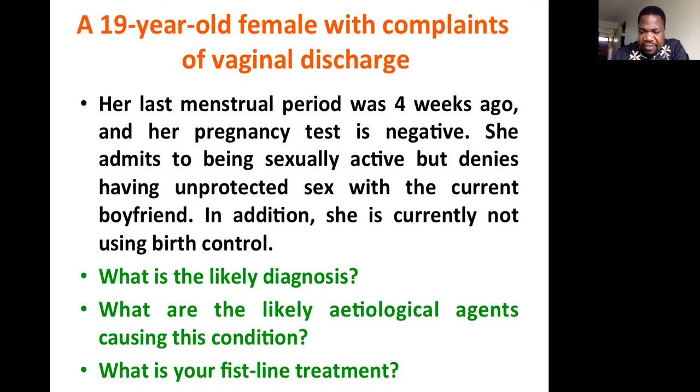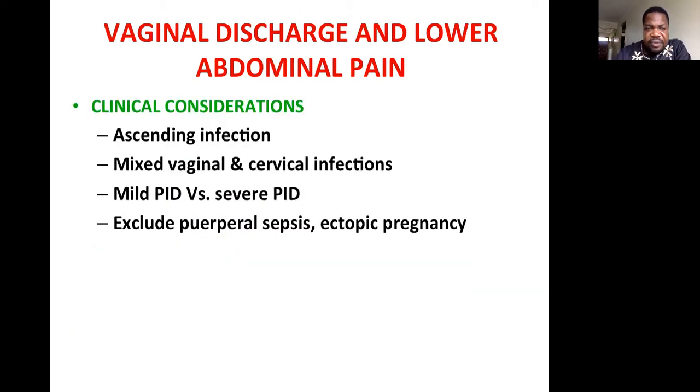So the first line treatment, we will see. So let's look at this condition. Clinical considerations: it's an ascending infection. It's usually caused by mixed vaginal and cervical infections. And you also need to make the difference between mild PID, that you are going to manage this patient as an outpatient, or severe PID, where this patient needs to be admitted and managed inside the hospital. So you cannot send this patient home.